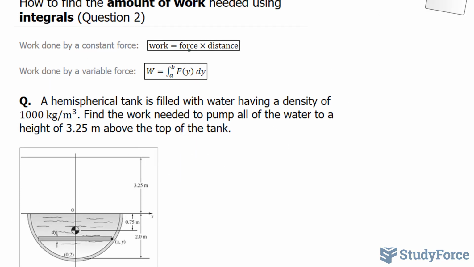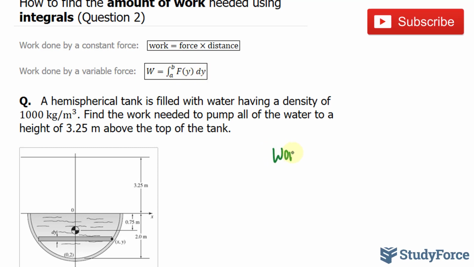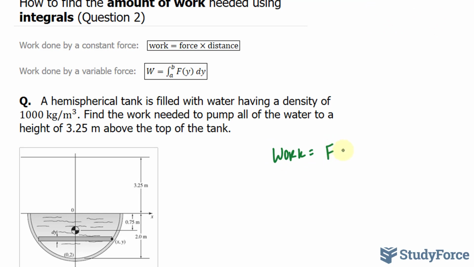Work is defined as the amount of force times the distance. What we have to do is come up with a formula that we can represent as force times the distance, and then integrate that to find the amount of work using this relationship. Now, because we're moving up, we will have the formula in terms of y. I'll start by writing out work is equal to force times the distance.